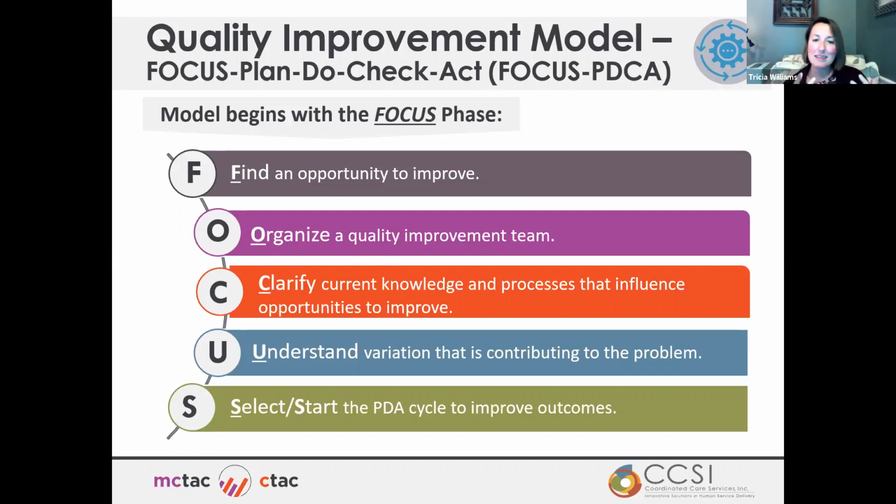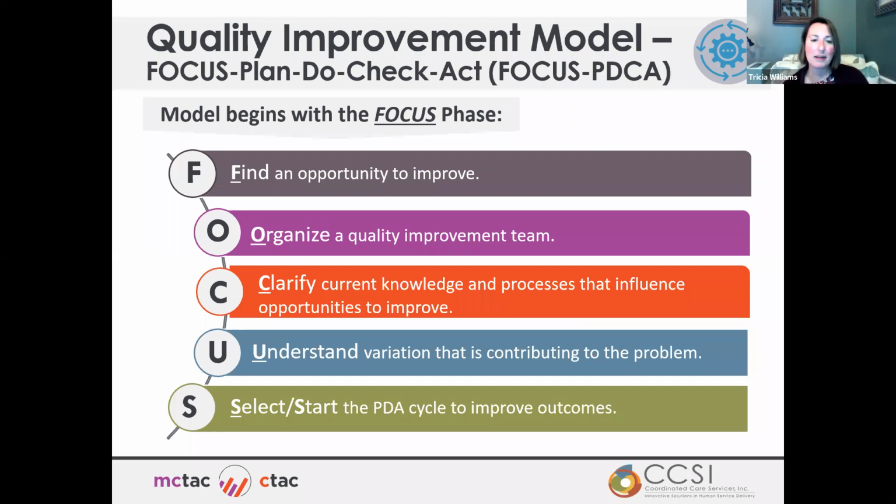Organize the team. It's all about the team. The team should be composed of people who understand the process, but they don't need to be the experts of the process. The team should include those who are closest to the process. Clarify the current understanding of the process. So collecting data and information about the process. This may be done through just an actual physical measurement, but it should also include talking with some of those people involved, so that you can answer the questions of who, what, where, when, and why, and how are people doing it.